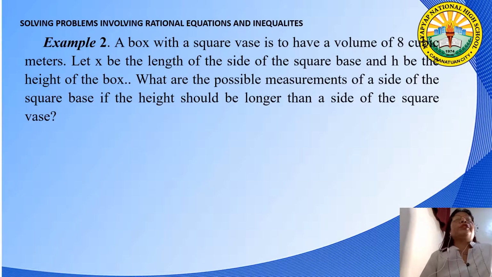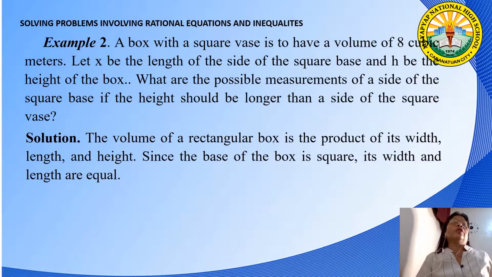Example number 2. A box with a square base is to have a volume of 8 cubic meters. Let x be the length of the side of the square base and h be the height of the box. What are the possible measurements of a side of the square base if the height should be longer than a side of the square base?